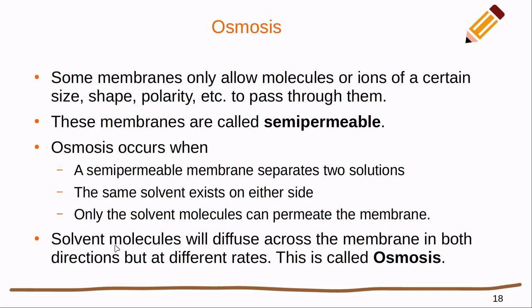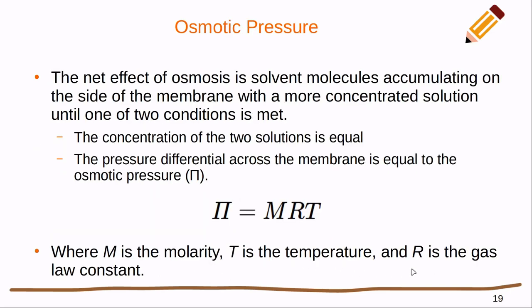What's going to happen is solvent molecules will diffuse across the membrane in both directions, but at different rates. This is called osmosis. Again, there is an equation for this. The net effect of osmosis is solvent molecules accumulating on the side of the membrane with a more concentrated solution until one of two conditions is met: the concentration of the two solutions is equal, or the pressure differential across the membrane is equal to the osmotic pressure.